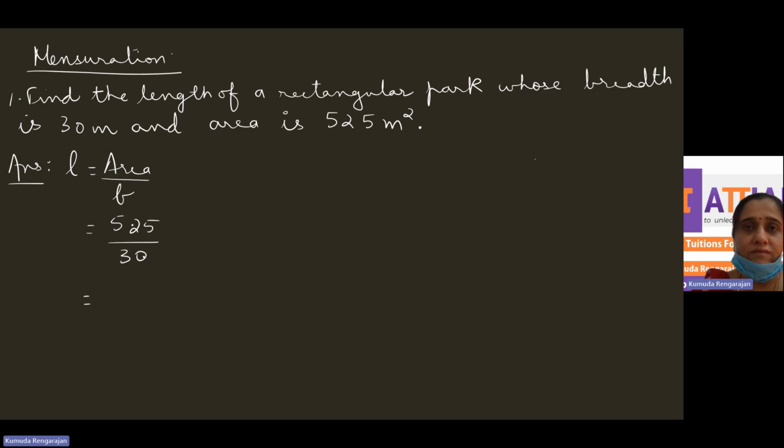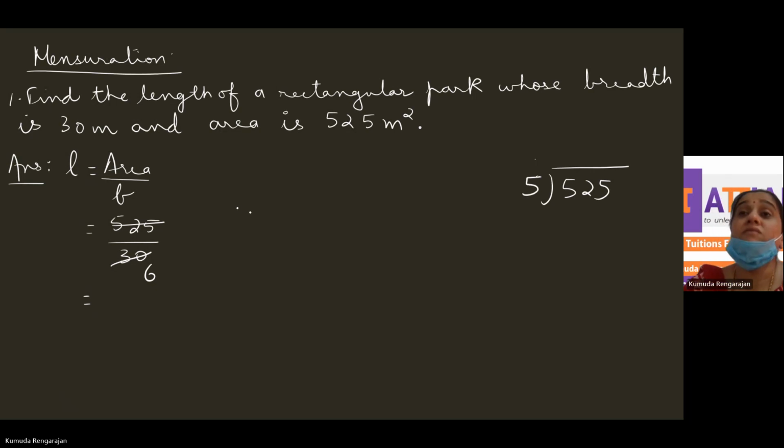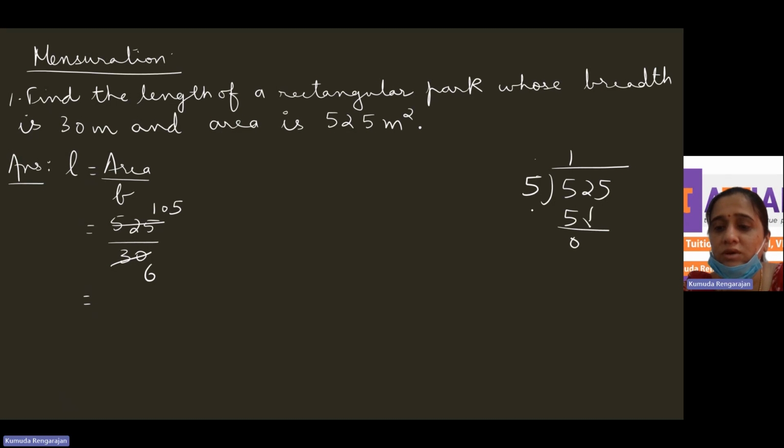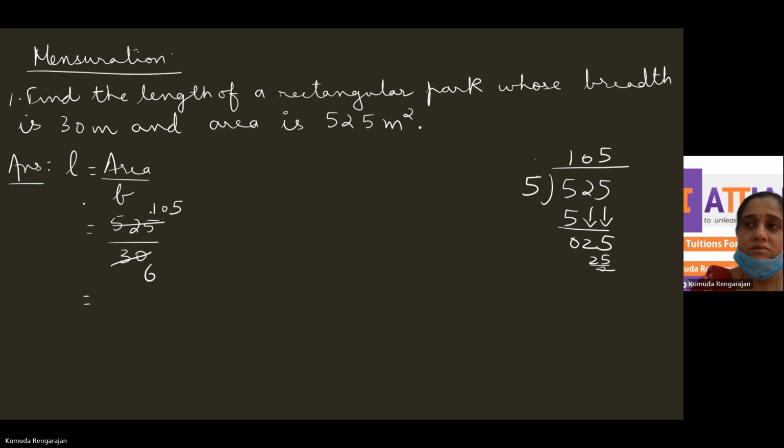Let's divide in the tables of 5. 5 how many times 30? 6 times. So here 5 how many times? Divide and tell me. 525 divided by 5. Tell me how many times? 105 times. Here 5 1s are 5, 0, 2 comes down. Not possible to divide. So add a 0 and bring 5 down. So 5 5s are 25. So it's 105 times. Next.